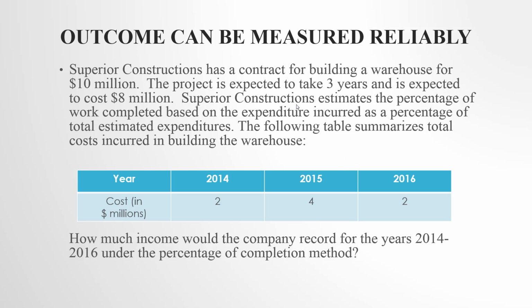Now, as we see here, the company estimates the percentage of work completed based on the expenditure incurred as a percentage of total estimated expenditure. This means that if the company has incurred 20% of the total estimated expenditure for this project, it will record 20% of total revenue for that period. Now let's see how we will record income under the percentage of completion method.